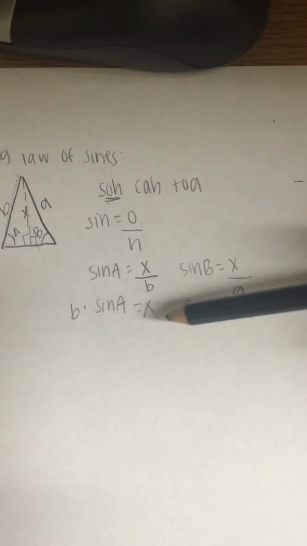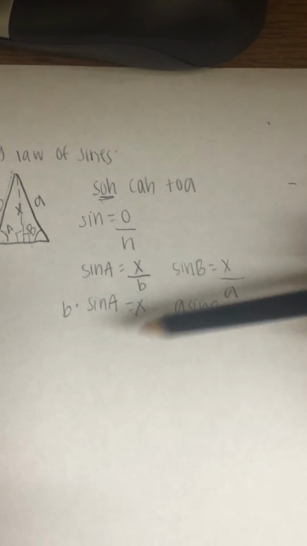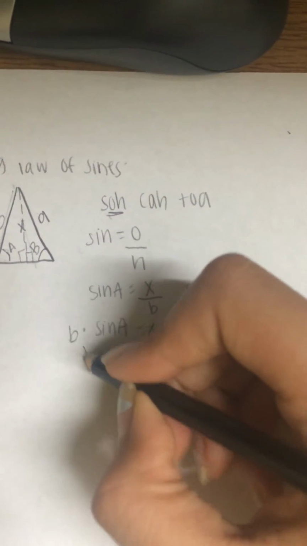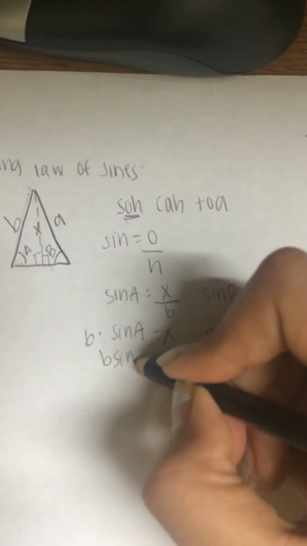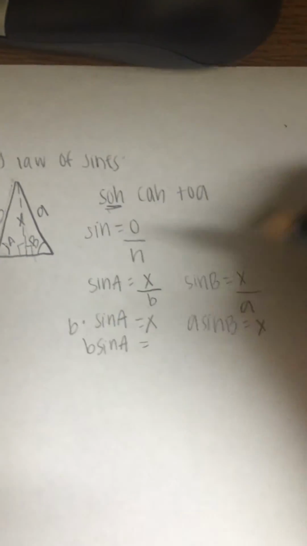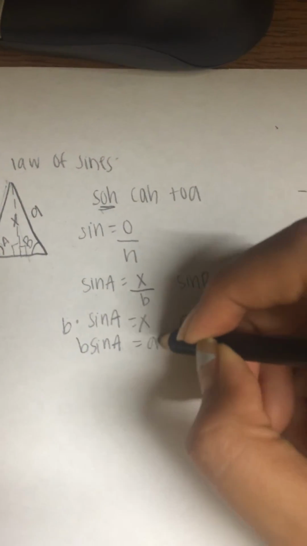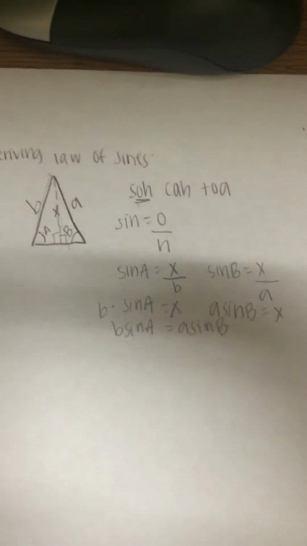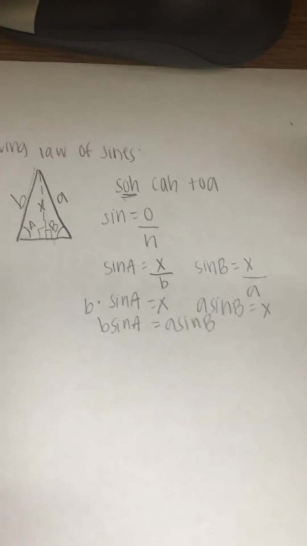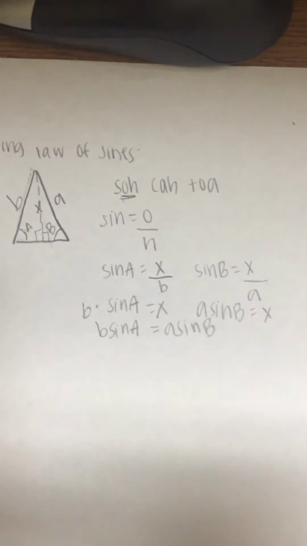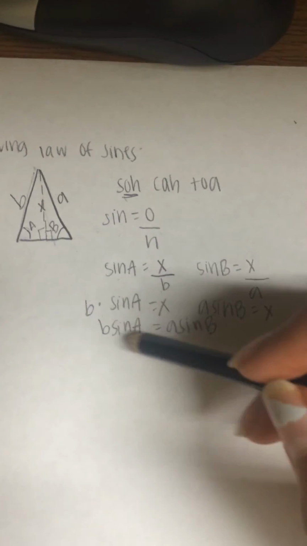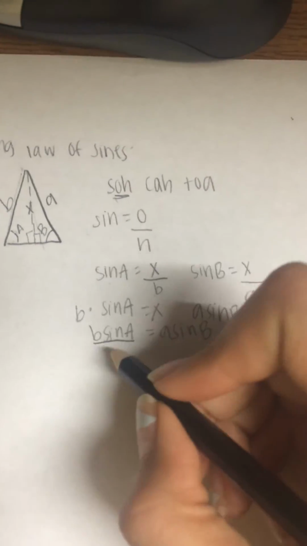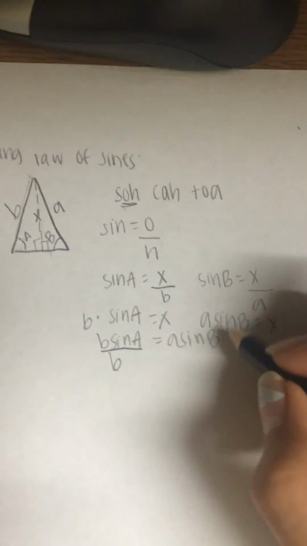Now since they're both equal to x, that means they're going to be equal to each other. So I'm going to rewrite this: b sine of A equals a sine of B. Now to get some values together, you're going to have to divide on both sides. You can start with whichever one you want, but I'm going to start with b here. So I'm going to divide by side b on both sides.